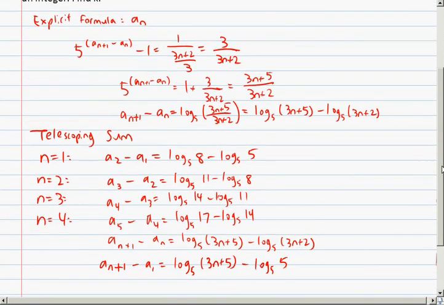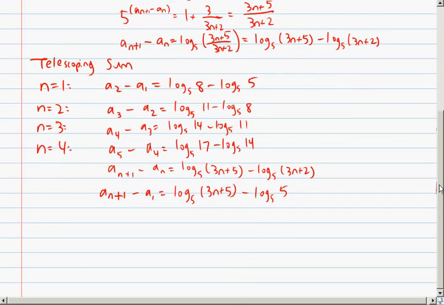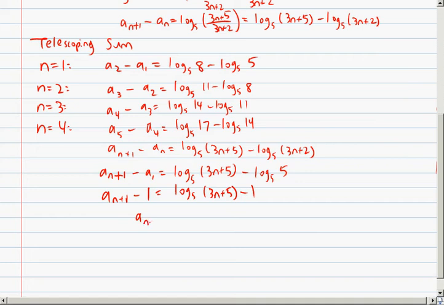Looking back at the original problem statement, we see that a sub 1 is equal to 1. So we can simplify this equation even further. And then we can get rid of the minus 1's, and that leaves us with a sub n plus 1 equal to log base 5 of 3n plus 5.